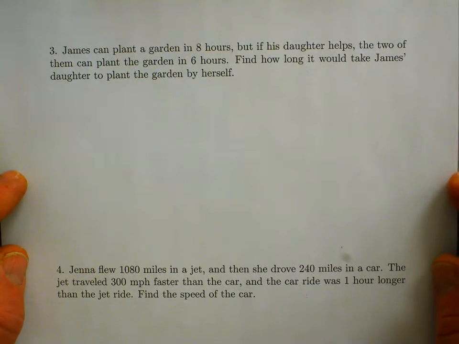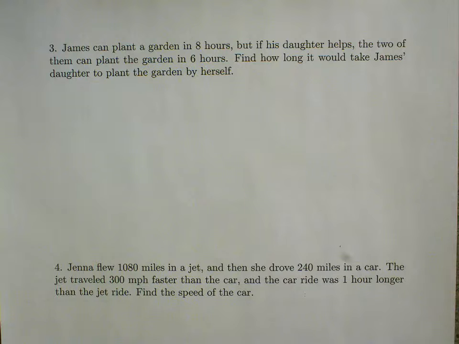This one says, James can plant a garden in 8 hours. But if his daughter helps, the two of them can plant the garden in 6 hours. Find how long it would take James's daughter to plant the garden by herself. Okay, so an underlying assumption that we're going to make, which might not be true in real life, is that both James and his daughter work at the same rate all the time.